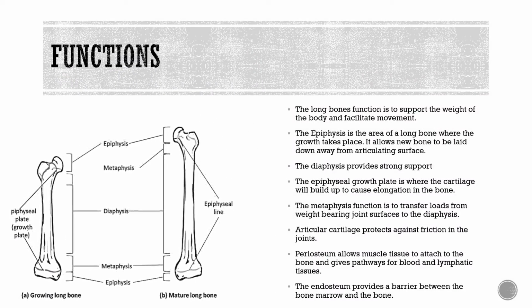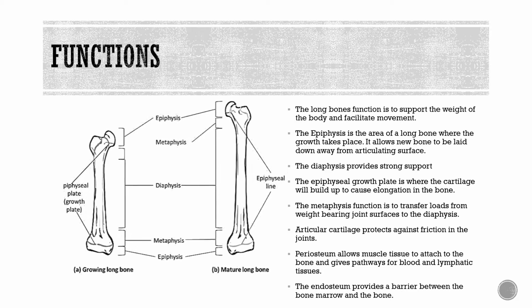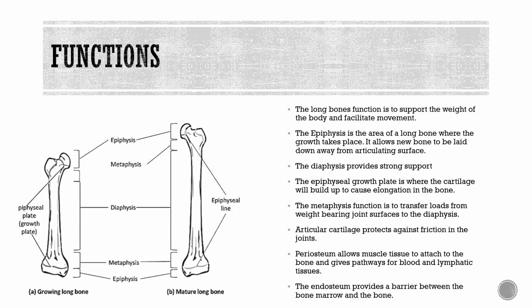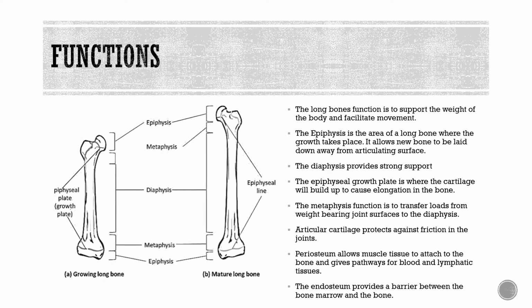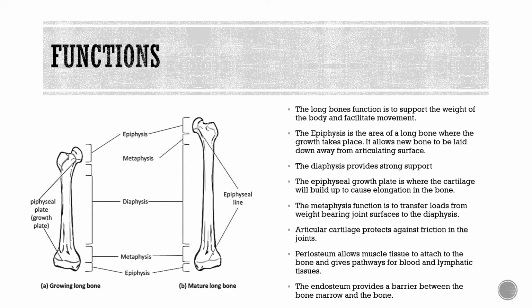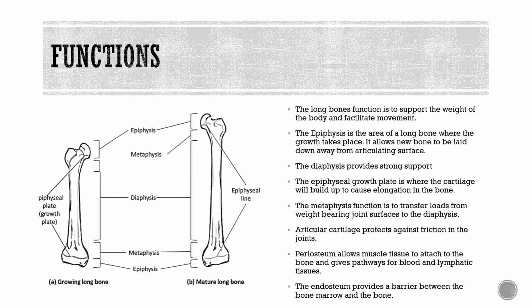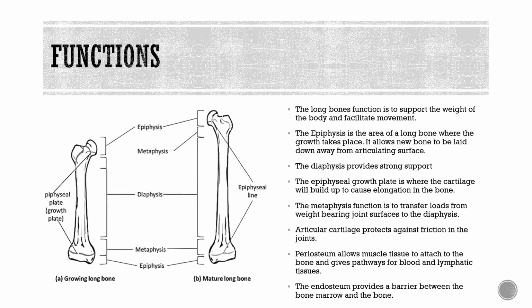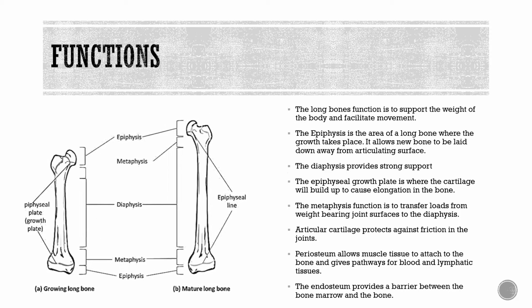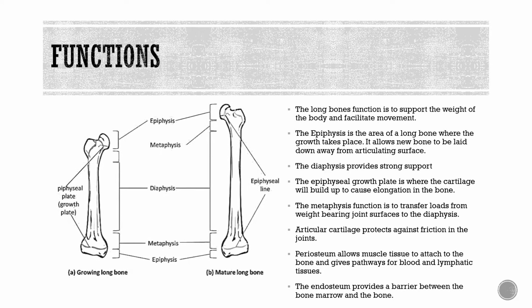The function of the long bone is to support weight and allow movement. The epiphysis allows part of the long bone that is near a joint to grow at a different rate from the rest of the bone and lets new bone be laid down away from the articulating surface. The function of the diaphysis is for bone structure and support.